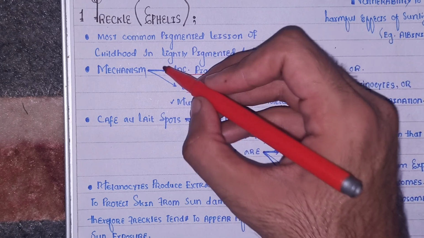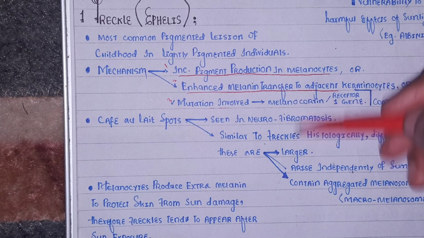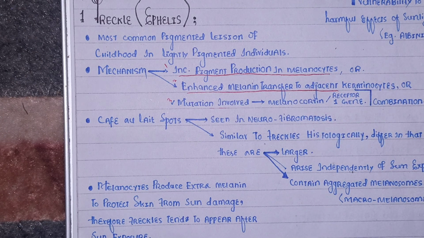Any of these three things, 1 2 3, any of these three things, or even a combination of these three things, what will happen? Melanin will be increased and there will be hyperpigmented spots on the skin.